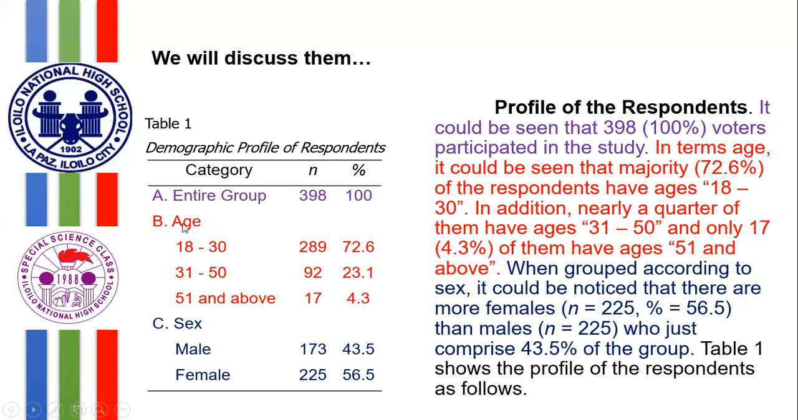For the next one, for the age, the ones in red are the discussion for the age. For example, I have here, in terms of age, it could be seen that majority, or 72.6%, of the respondents have ages "18 to 30." You see the 18 to 30 here was placed in quotation marks because I directly copied it from the age bracket in our table. Next, in addition, nearly a quarter of them have ages 31 to 50.